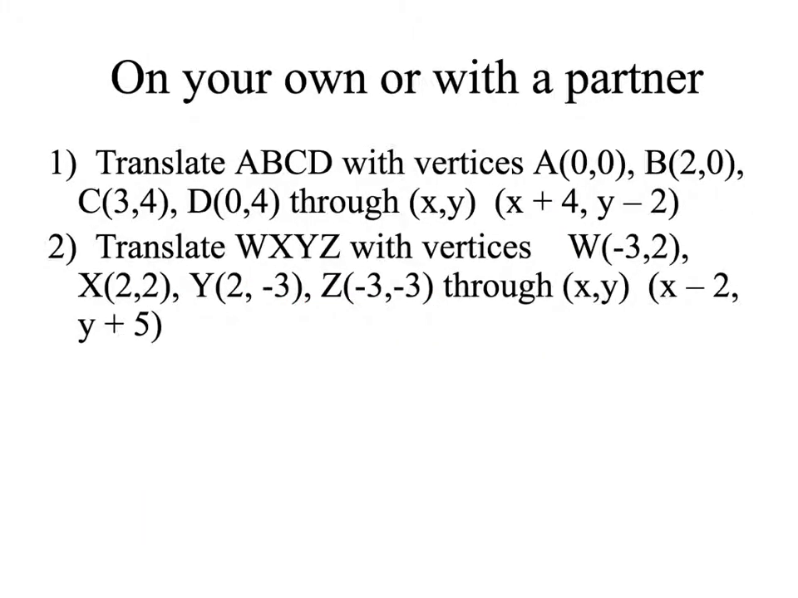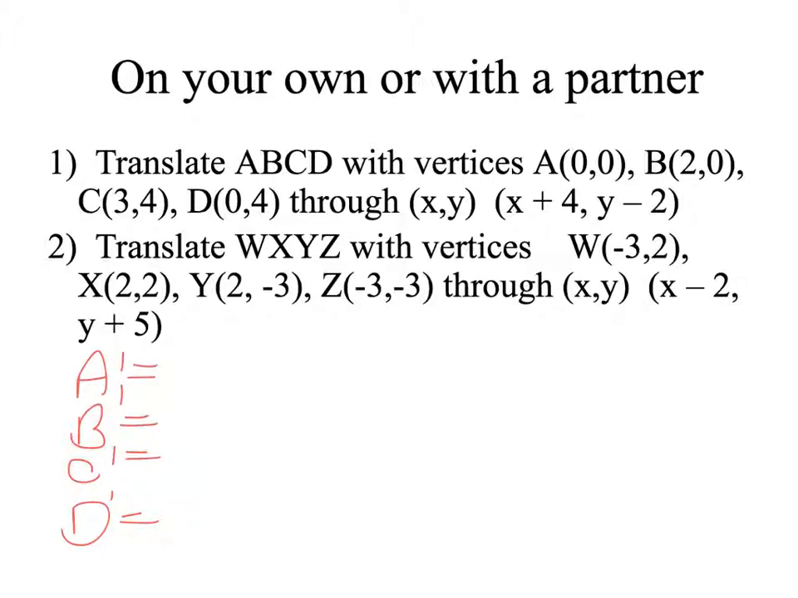I'd like you to go ahead and try these two on your own, and then we'll come back and we'll go over the answers to them. So for the first one, we're translating or sliding to the right 4 and down 2. And I'm going to have A prime, B prime, C prime, and D prime. You had 4 of them this time.